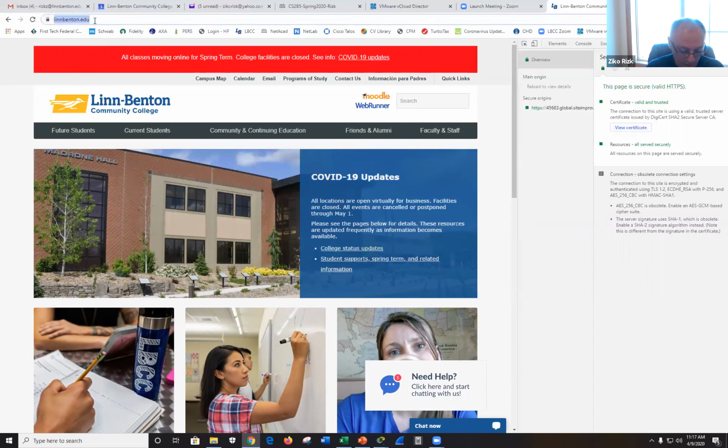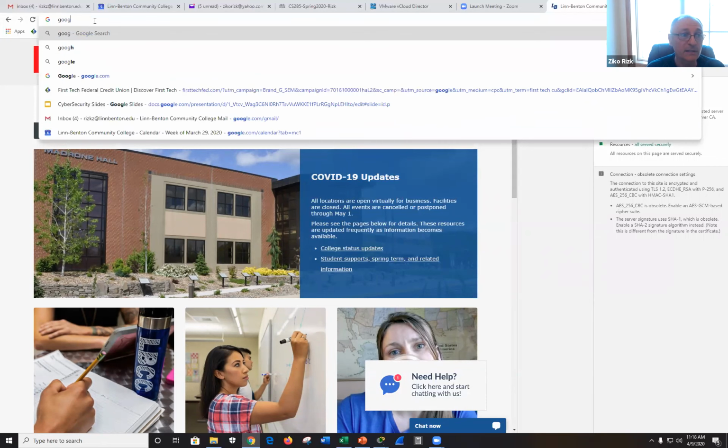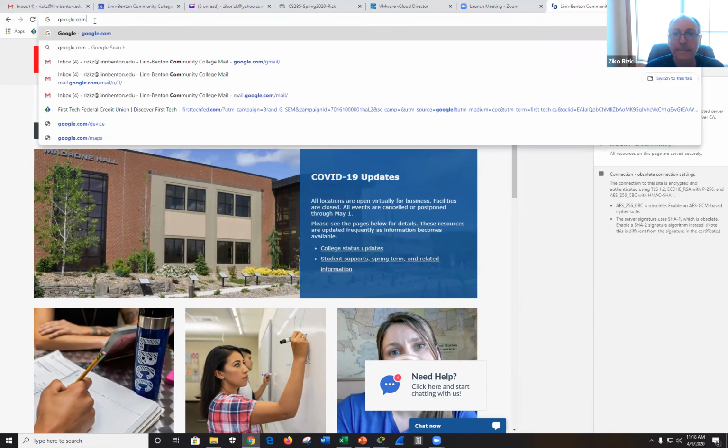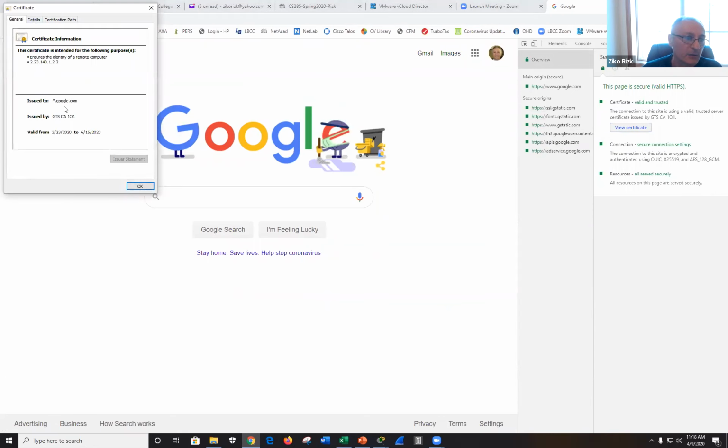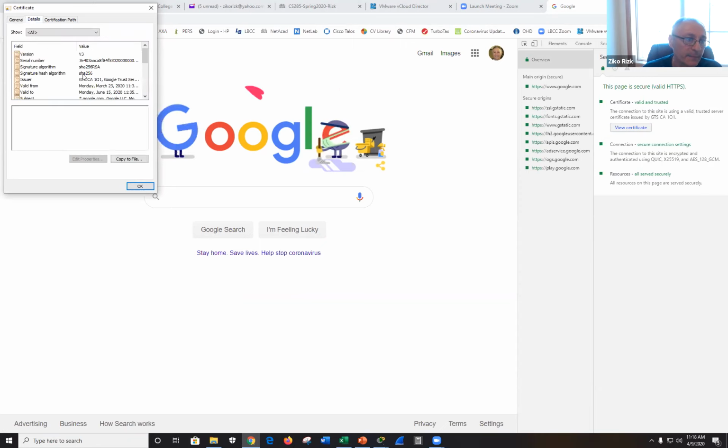And then finally, if I was to go to Google just to see what Google does and look at their certificate, Google.com, it came from GTS. CA stands for Certificate Authority. Details, SHA-256. And you may say, why aren't they using 512? Because 256 does the job for this. And you can see their public key right here. Okay.